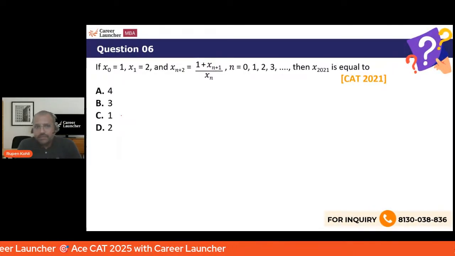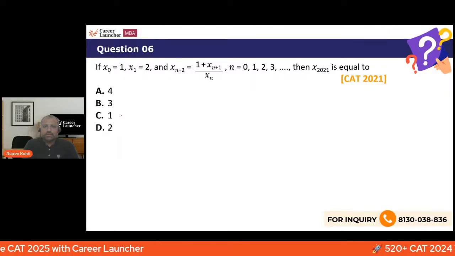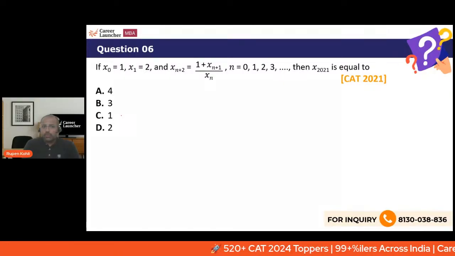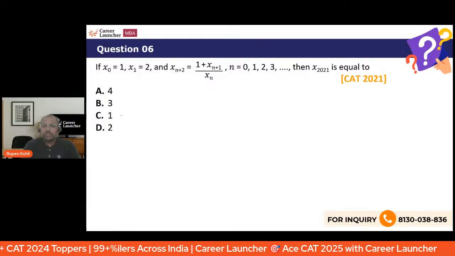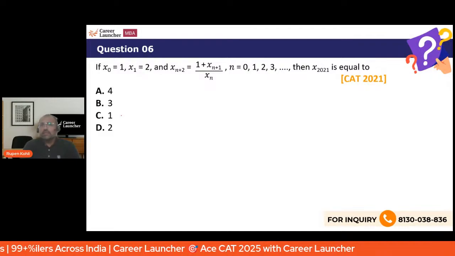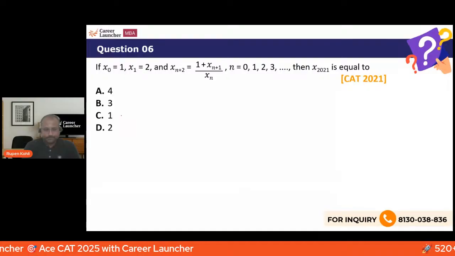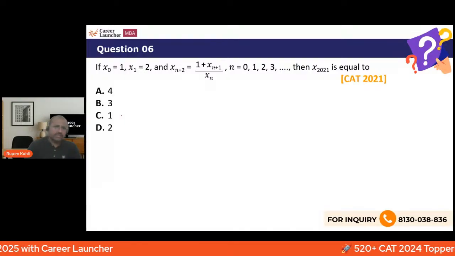Another one, on a similar kind of pattern. If x0 equal to 1, x1 equal to 2, and x(n+2) equals (1 plus x(n+1)) over xn, n is 0, 1, 2, 3, and so on, then you have to find the value of x2021. All right, let's see.